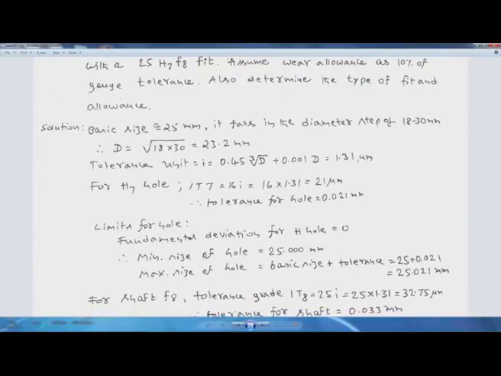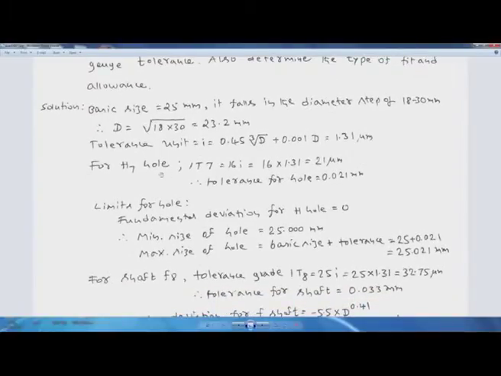Now this 25 is the basic size, and it falls in the diameter step of 18 to 30 millimeter. So we can find the mean diameter using this relationship. The mean diameter will be equal to 23.2 mm. Tolerance unit also we can find using this relationship. It will be 1.31 micrometer. For the H7 hole, the tolerance grade is IT7, which is equal to 16 times i. So 16 times 1.31 gives us a tolerance for the hole of 0.021 millimeter.